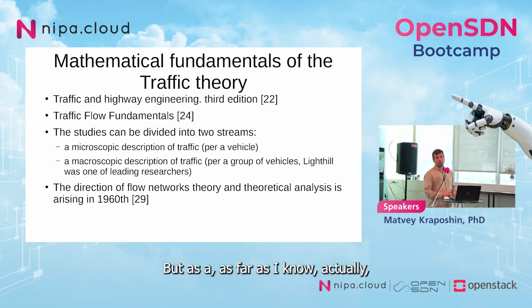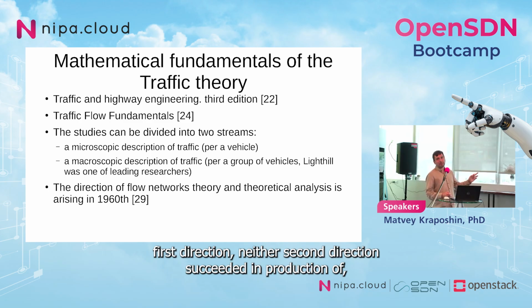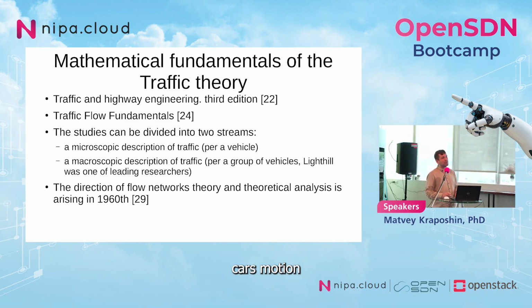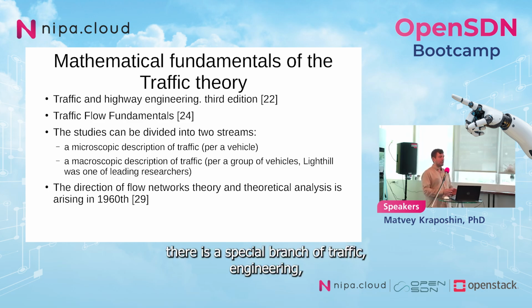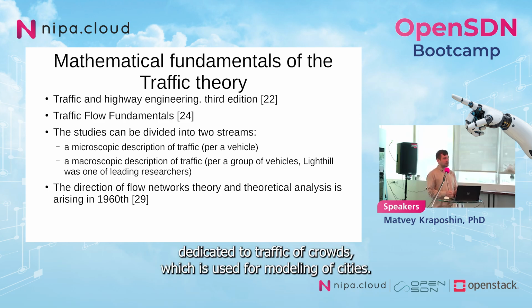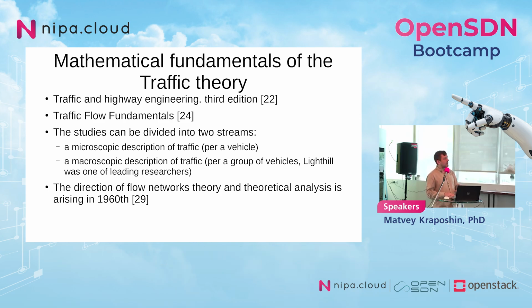But as far as I know, neither the first direction nor the second succeeded in predicting car motion, because both approaches have some flaws and disadvantages. And therefore, people try to apply these approaches, for example, to modeling of crowds. There is a special branch of traffic engineering dedicated to traffic of crowds, which is used for modeling of cities.